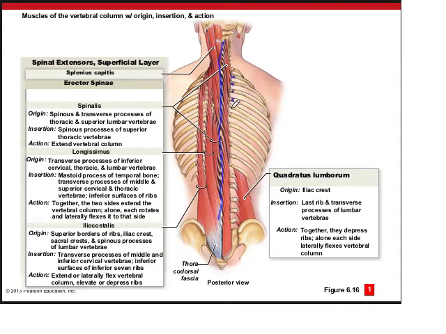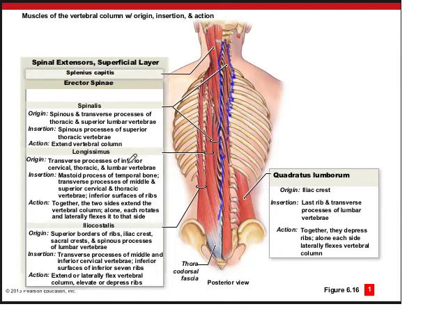Okay, and what does he do? He extends the vertebral column. So this is sort of a trace showing you this muscle, through here.